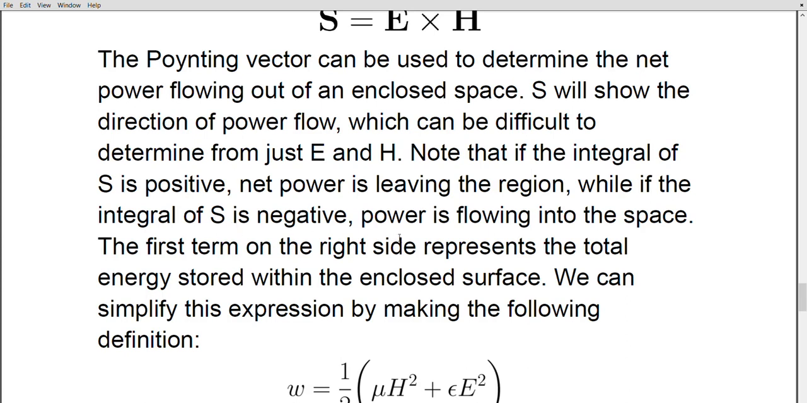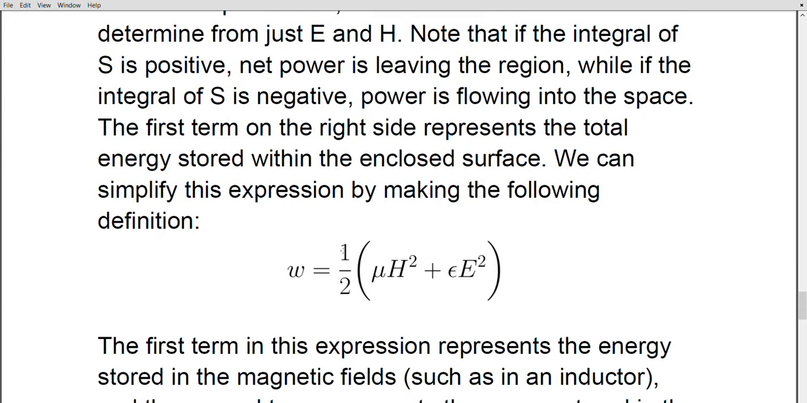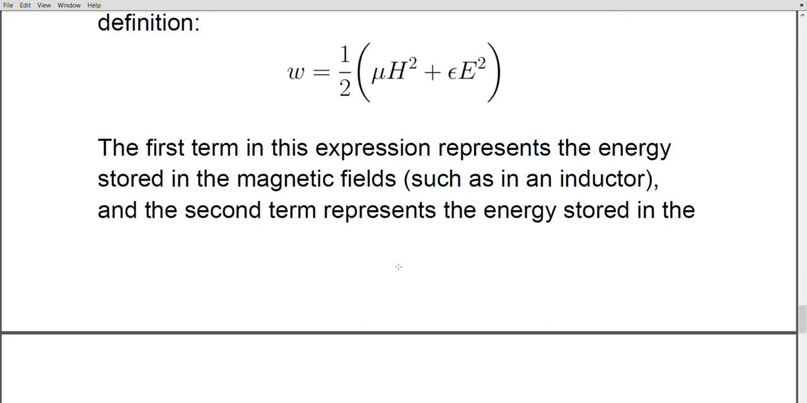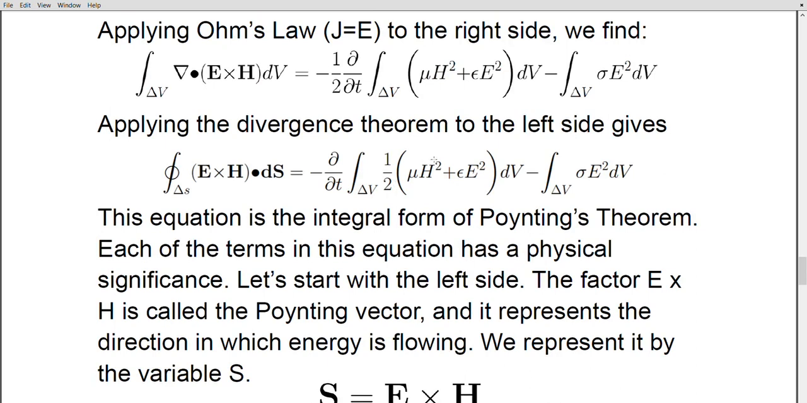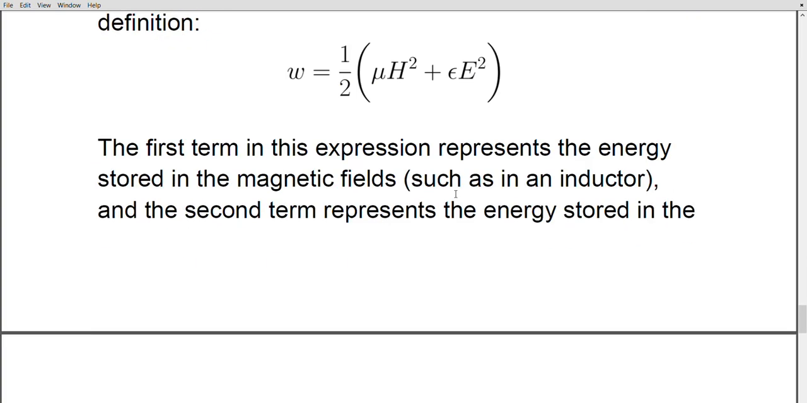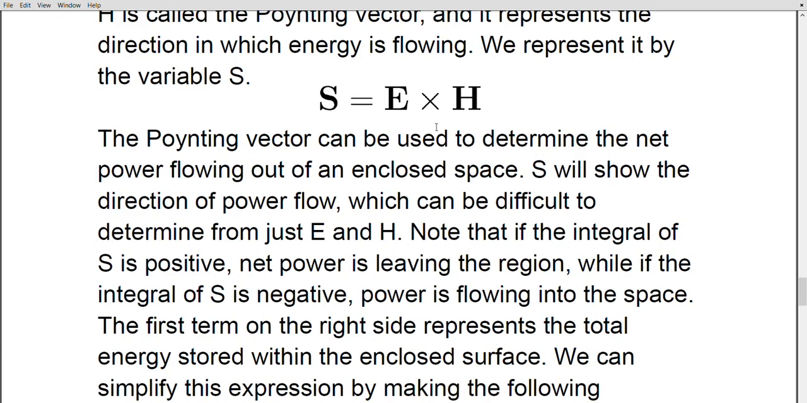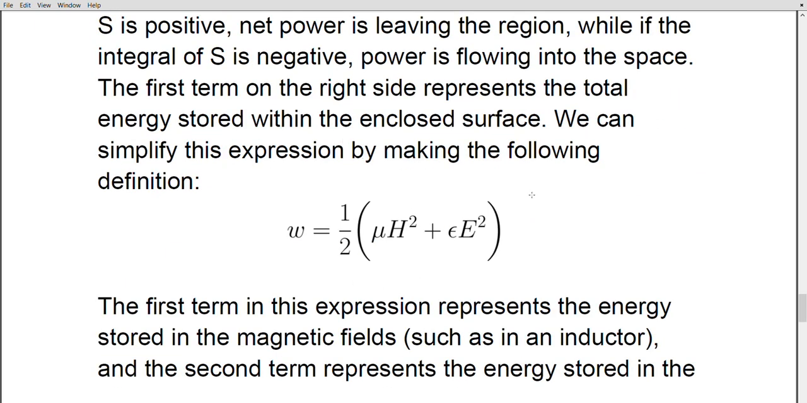The first term on the right side represents the total energy stored within the enclosed surface. We can simplify this expression by making the following definition: omega is equal to 1 by 2 of mu H square plus epsilon E square. This is the term which we have second. You can see here mu H square plus epsilon E square; we have to take that as omega. So already we took E cross H as S, and now we take 1 by 2 of mu H square plus epsilon E square as omega.